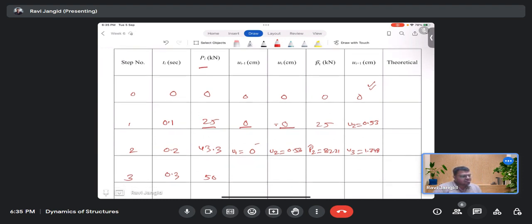Now can you tell me u(i minus 1) for the third step? That would be the u2. What would be the u2 and what would be the u3 in this step? And what would be the P3 cap in this step? And what is u4? Anyone? It is just simple. Nothing new in this.